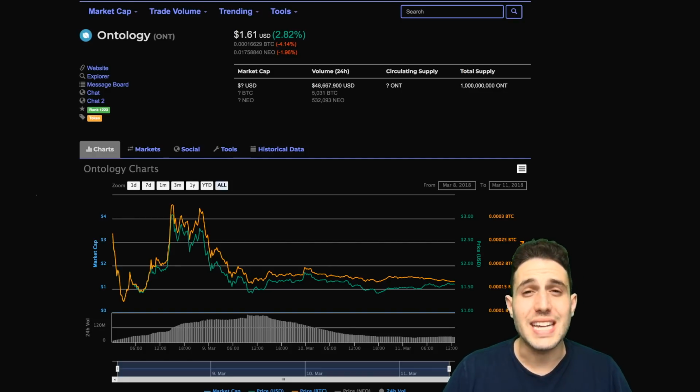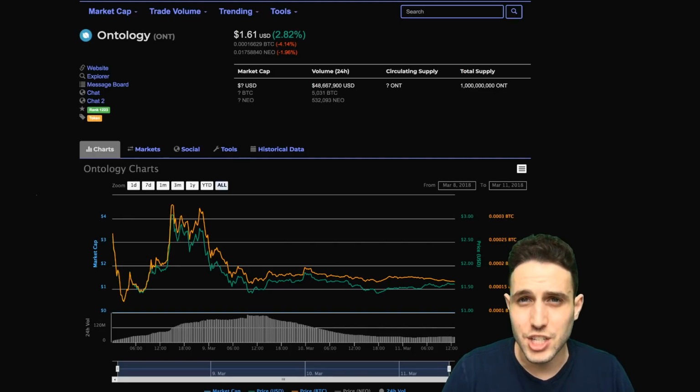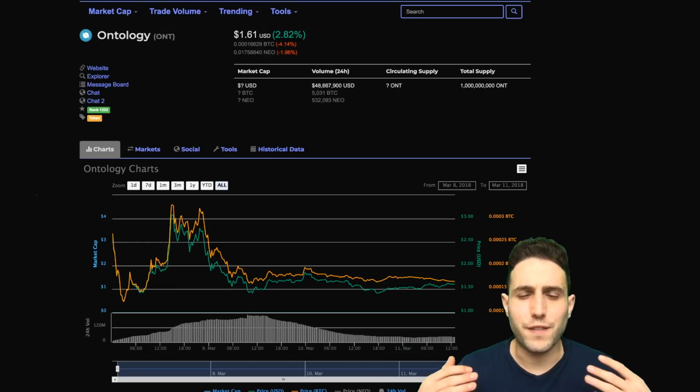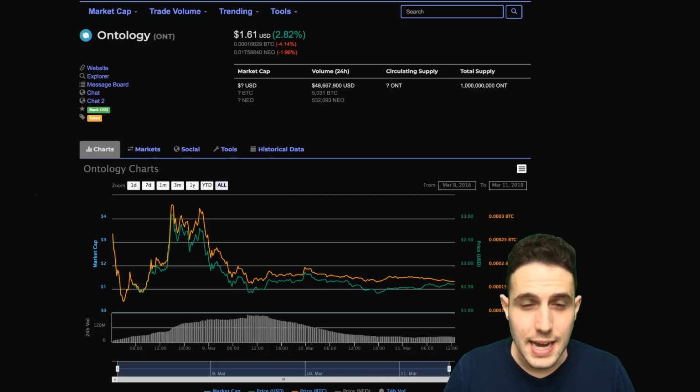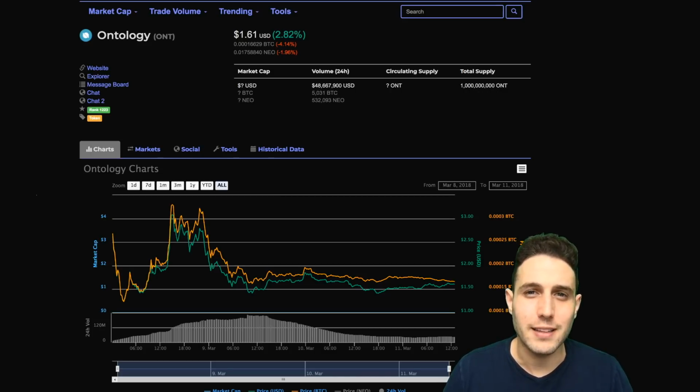So Ontology is that. If you're worried about Chinese regulation, if you're worried about the FUD around regulation, then this is the way you hedge your bets. This is how you protect yourself, because this is the regulation platform.